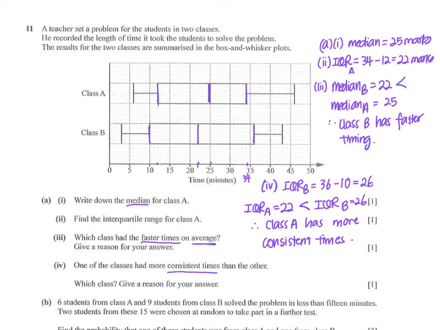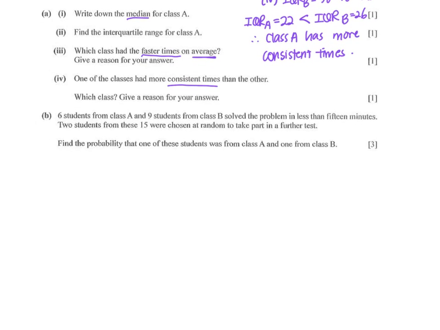Okay, now let's proceed to the next question. Let's answer the next part of the question. I have 6 students from class A, 9 students from class B. That means I have a total of 15 students who solved these problems in less than 15 minutes. 2 students of these 15 were chosen. Okay, so fine, there were 2 students. I can't choose the same student.